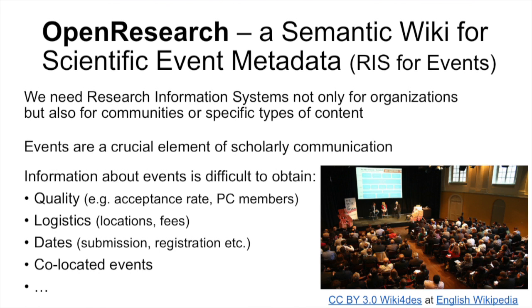And my impression is it's currently very difficult to get an overview of events, scientific events, in particular in terms of quality. For example, you want to see what were the acceptance rates of this conference in the last 5 years, who are the PC members, where are the events located, what are the fees of attending the conference, what are the submission dates, registration, and so on, what co-located events are there. Of course, you can find this information on the website of each individual event, but it's very difficult to get an overview in a certain area and domain.